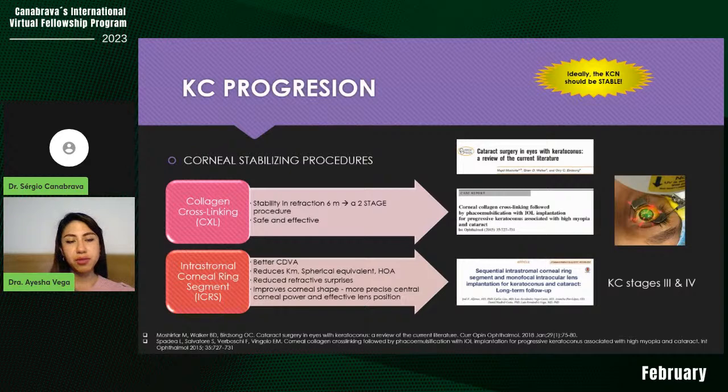The other procedure we have is the implantation of intrastromal corneal ring segments. Many studies also show that implantation of intracorneal segments in patients with keratoconus, especially severe forms, is a great procedure because it significantly reduces the keratometries, spherical equivalent, and high order aberrations. They also reduce refractive surprises, improve corneal shape, give more precise central corneal power and effective lens position, and give better corrected distance visual acuity. They are especially recommended in keratoconus stages 3 and 4.